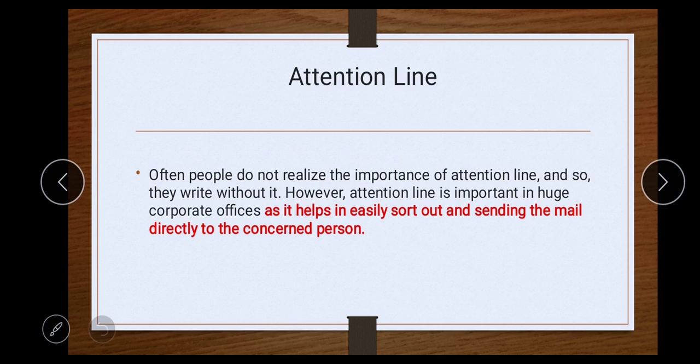So, the attention line is optional. What is the importance of this attention line? We may want to focus on the person who should pay attention to the letter. That's why this attention line is mentioned. It helps in easily sorting out and sending the email directly to the concerned person.